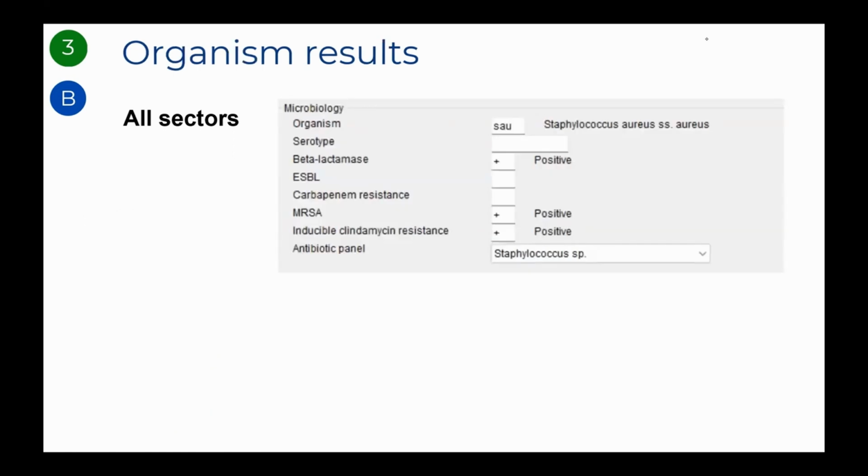Here I have entered Staphylococcus aureus with the code SAU. I have also indicated that the organism is positive for the tests for beta-lactamase, MRSA, and inducible clindamycin resistance. For antibiotic panel, WHONET has automatically selected Staphylococcus aureus.